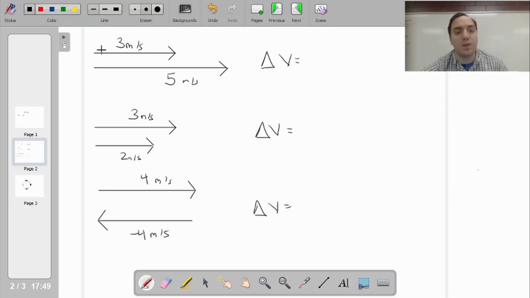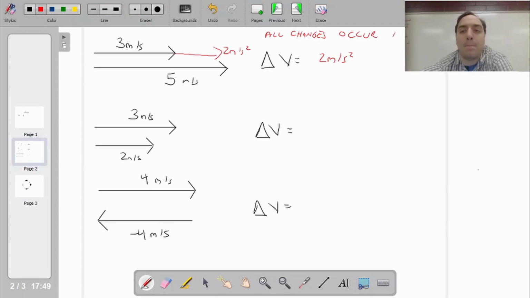And if you compare the 3 to the 5, it's fairly easy to see that your acceleration is the difference between the two, or the 2 meters per second squared. Your delta V is 2 meters per second, and if it happens in 1 second, which may or may not, it will be meters per second squared. We're going to assume that all changes occur in 1 second, for sake of example.